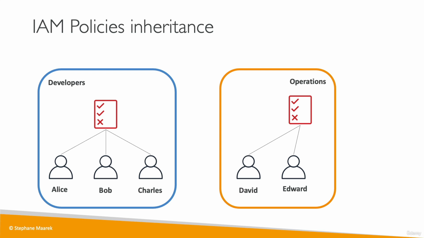Now, if you have a second group, operations, with a different policy, David and Edward will have a different policy than the group of developers. If Fred is a user, he has the possibility not to belong to a group. And we have the possibility to create what's called an inline policy, which is a policy that's only attached to a user. So that user could or could not belong to a group. You can have inline policies for whatever user you want.